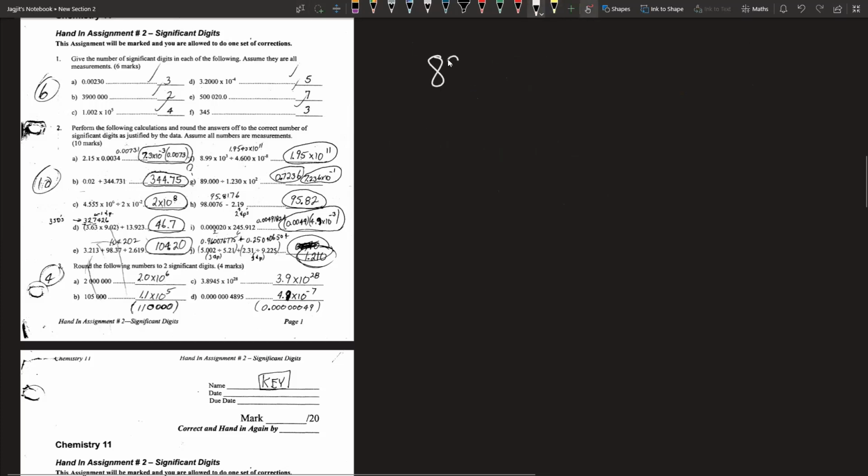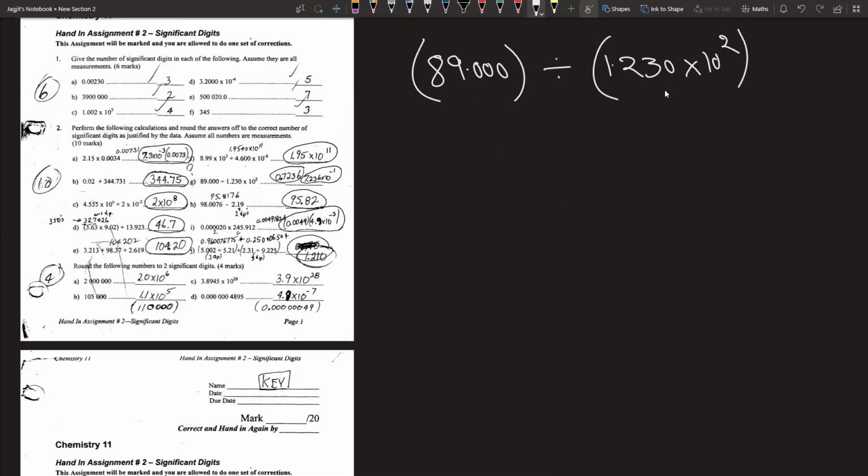Okay, next one is 89.000 divided by 1.230 times 10 to the power 2. I always put brackets. When I punch it in, I always put brackets. Okay, guys, remember this. Brackets are your friends. They are your best friends. You're going to avoid losing lots of marks if you put brackets all the time. Make it a habit. So when you punch it in, you should get 0.723577. Let's rewrite this in scientific notation.